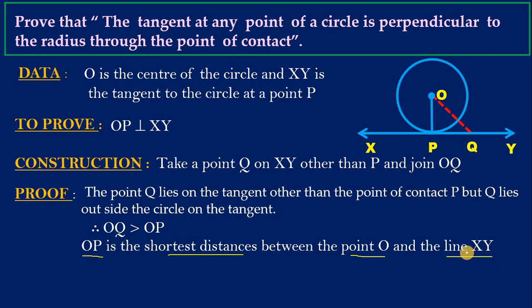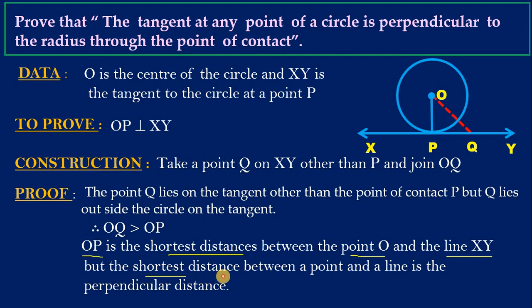Why it is shortest means because the shortest distance between a point and a line is the perpendicular distance. Here it is the shortest one, hence it is perpendicular distance. Hence we can write what we wanted to prove, that is OP perpendicular to XY. Hence we have proved this theorem.